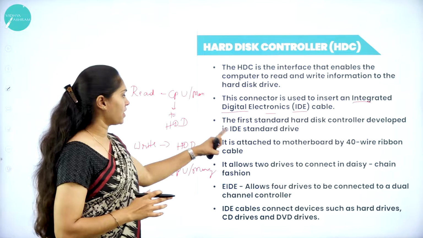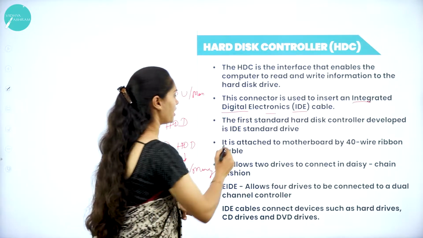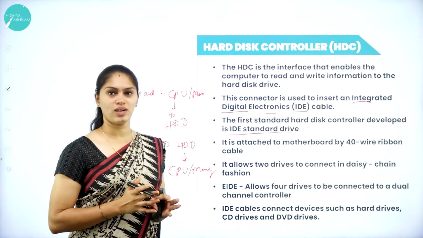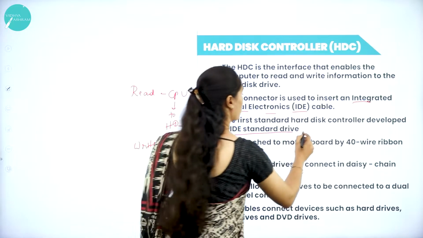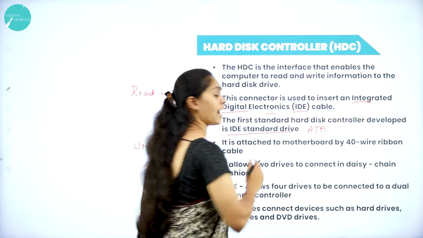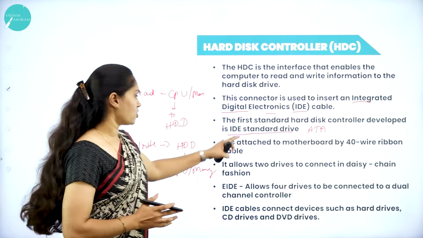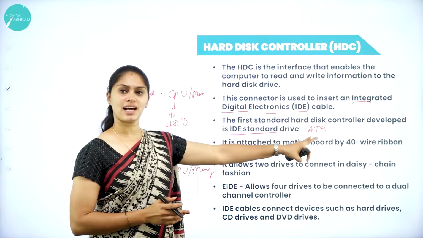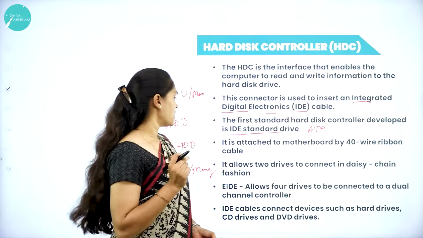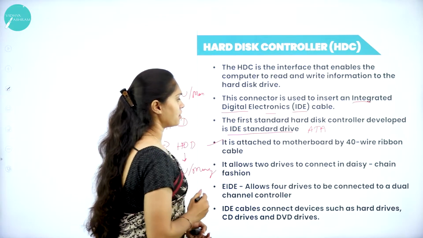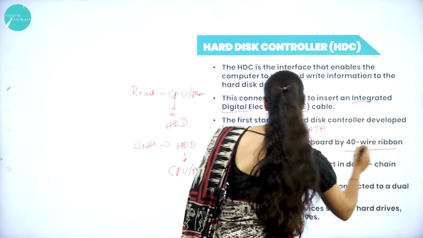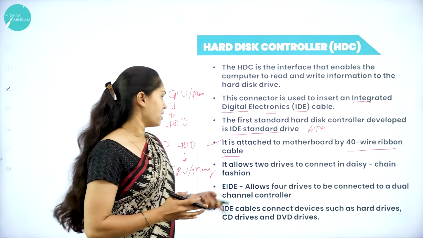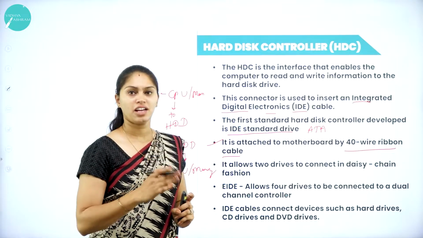So coming to the third point, the first standard hard disk controller is the IDE standard drive. This is the first hard disk controller which was developed, and it is also known as ATA, that is Advanced Technology Attachment. Coming to the next point, it is attached to the motherboard by a 40 wire ribbon cable. How am I able to connect this hard disk controller to the computer system? With the help of this 40 wire ribbon cable.